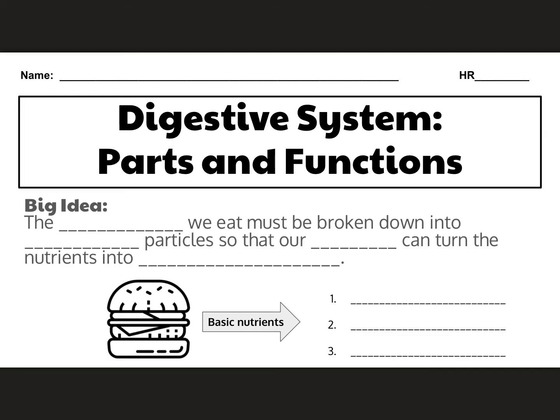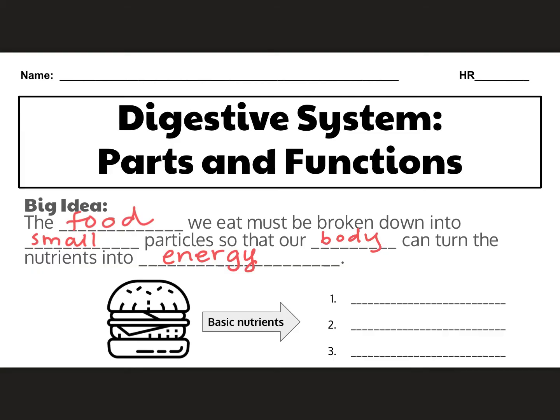All right, to begin, the main idea here is the food we eat must be broken down into small particles so that our body can turn the nutrients into energy. And this is the whole function of the digestive system.